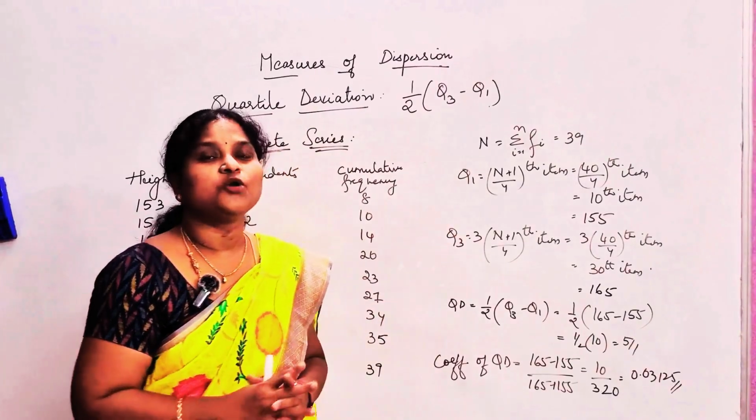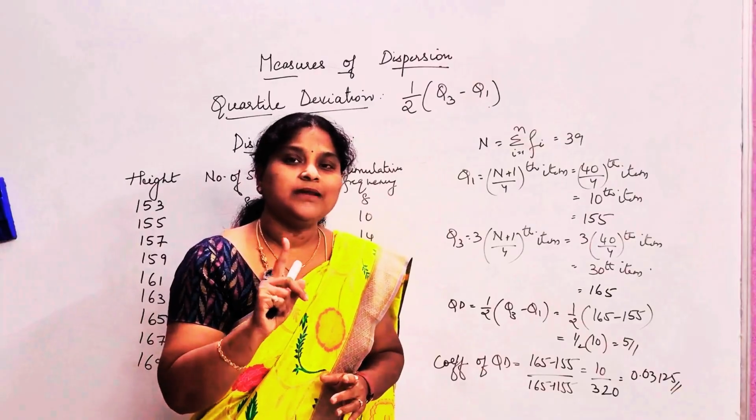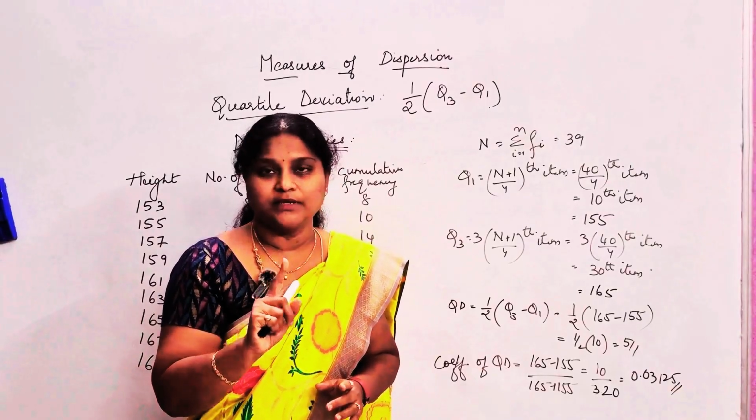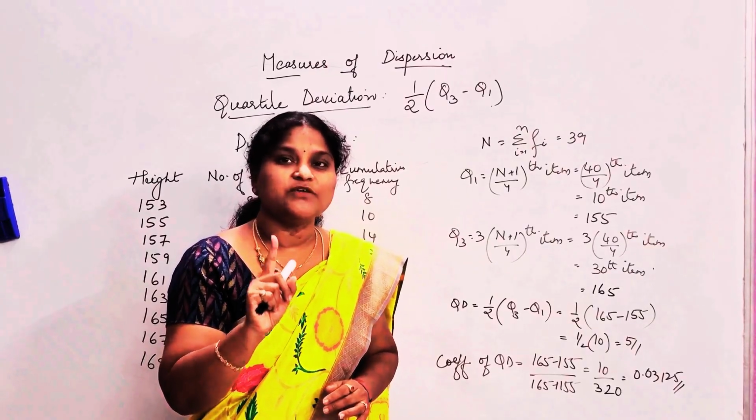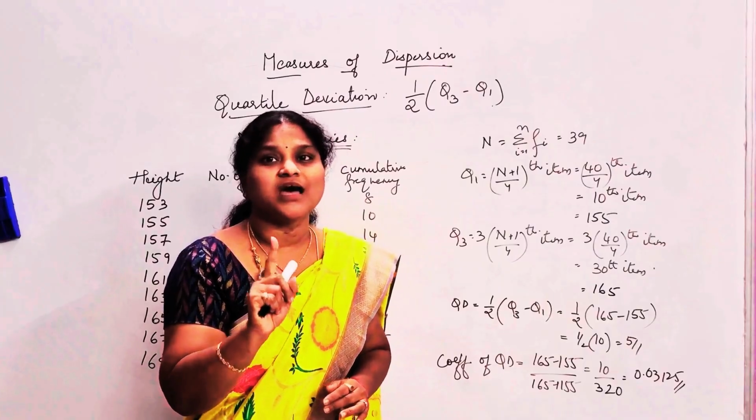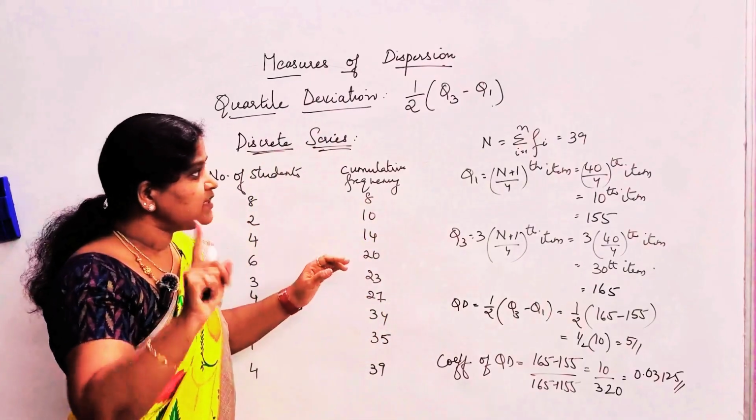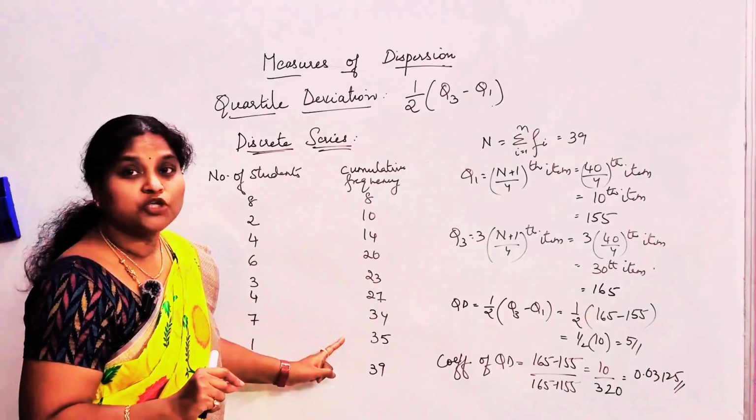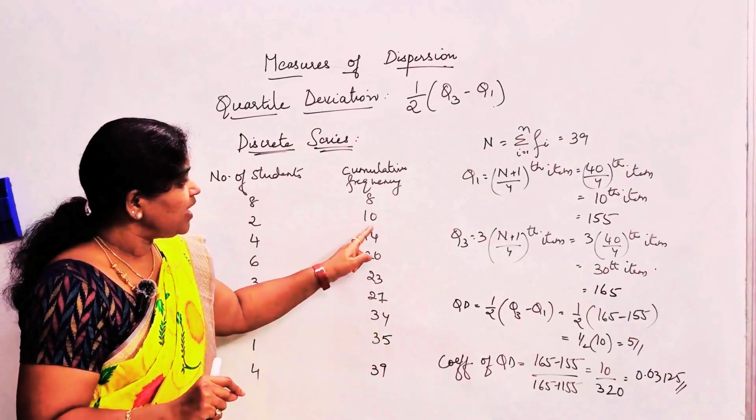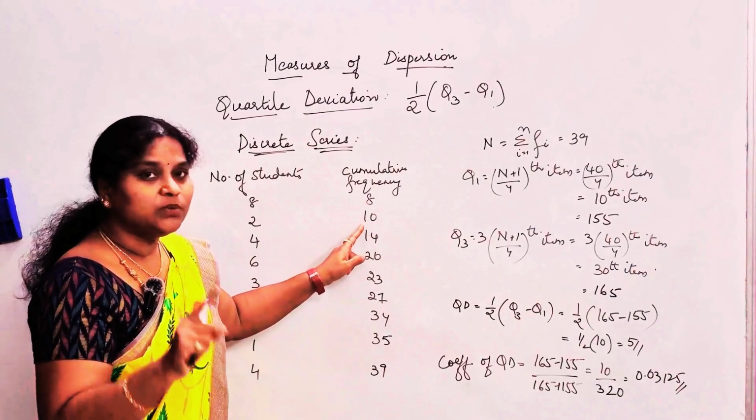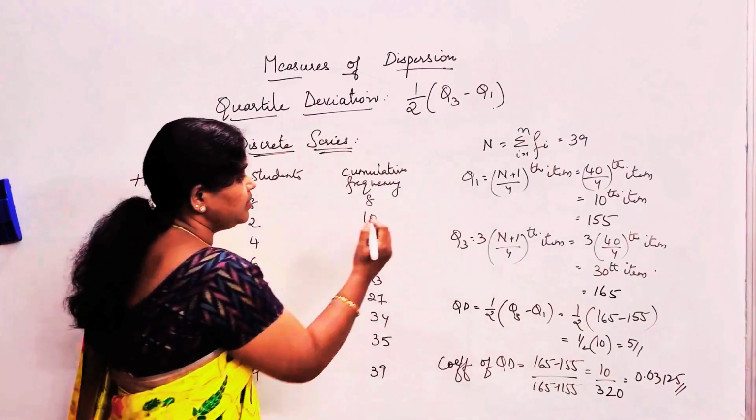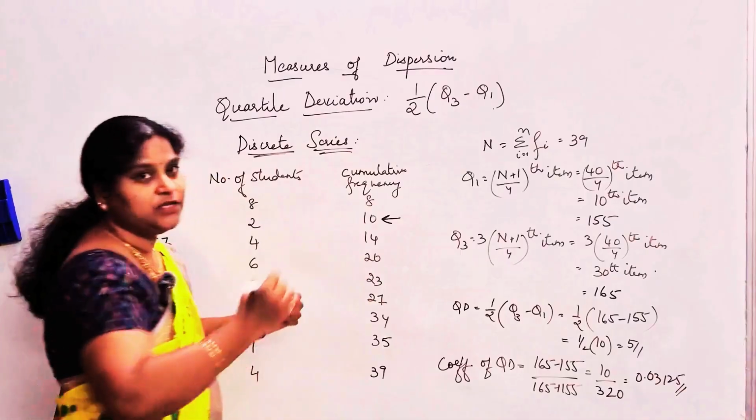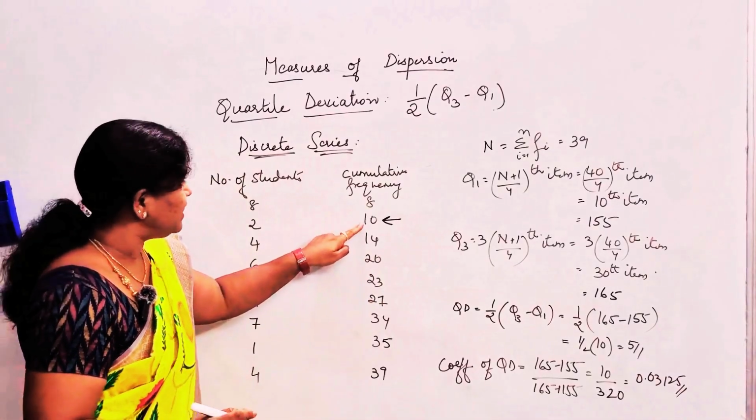Q1 is equal to, the formula for Q1 here will be (N plus 1) by 4th item. Capital N is 39. So 39 plus 1 by 4th item will be 40 by 4, that is the 10th item of the given data. The 10th item you need to see in the cumulative frequency column. The value equal to or just greater than 10 will be our required value, the value which is 10, the 10th item.